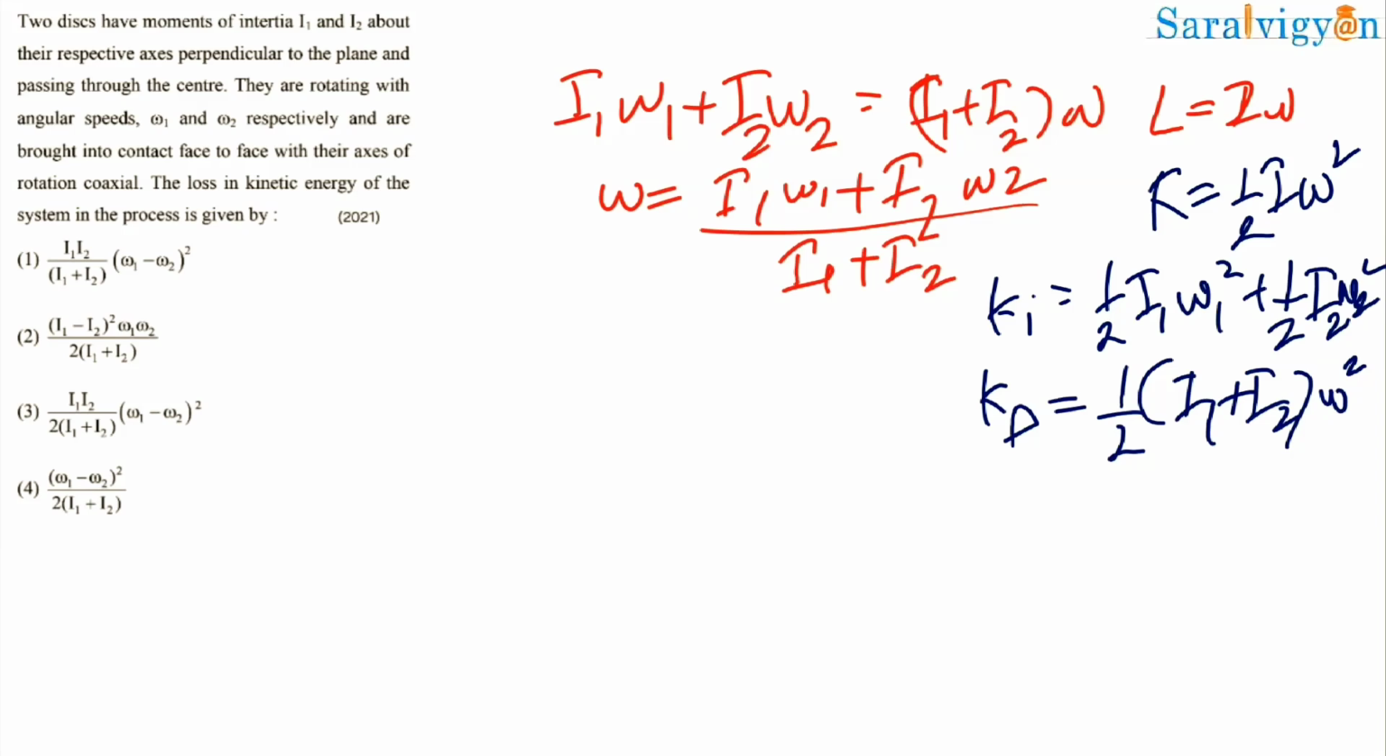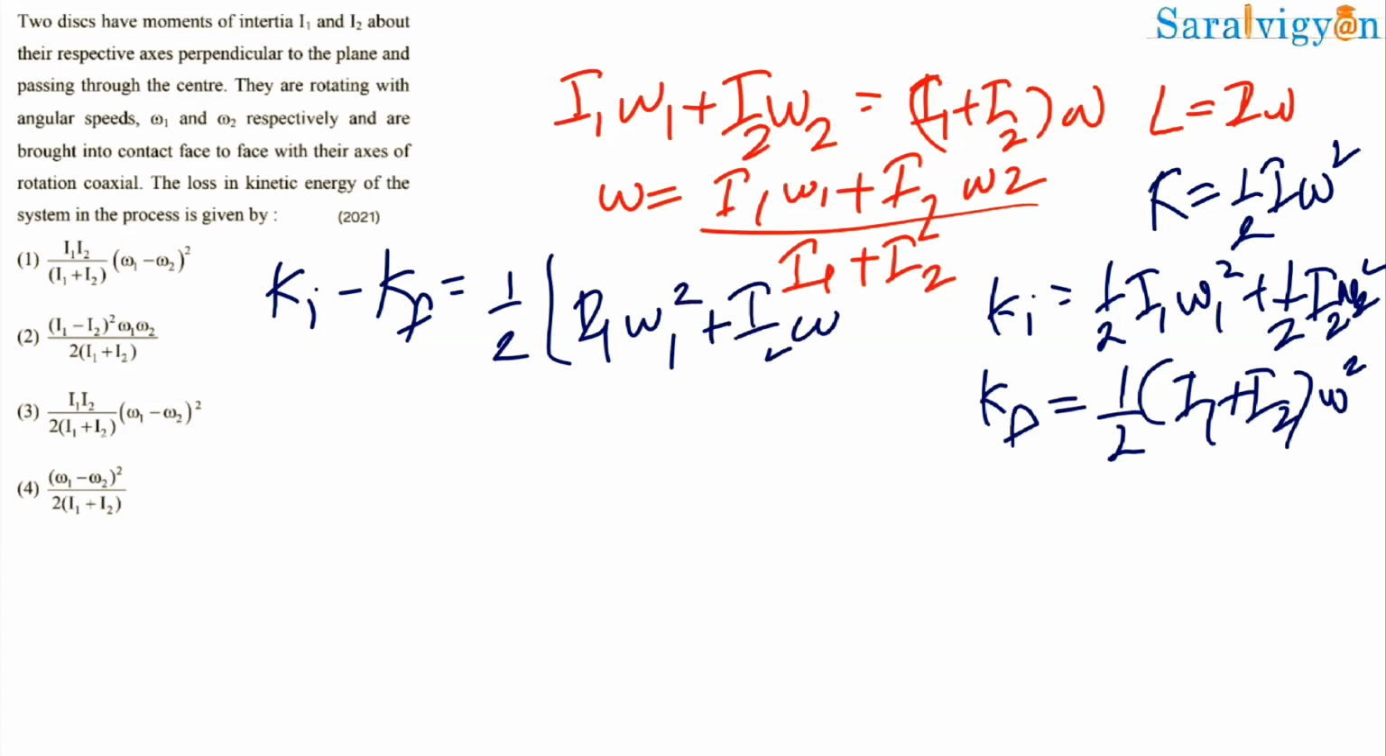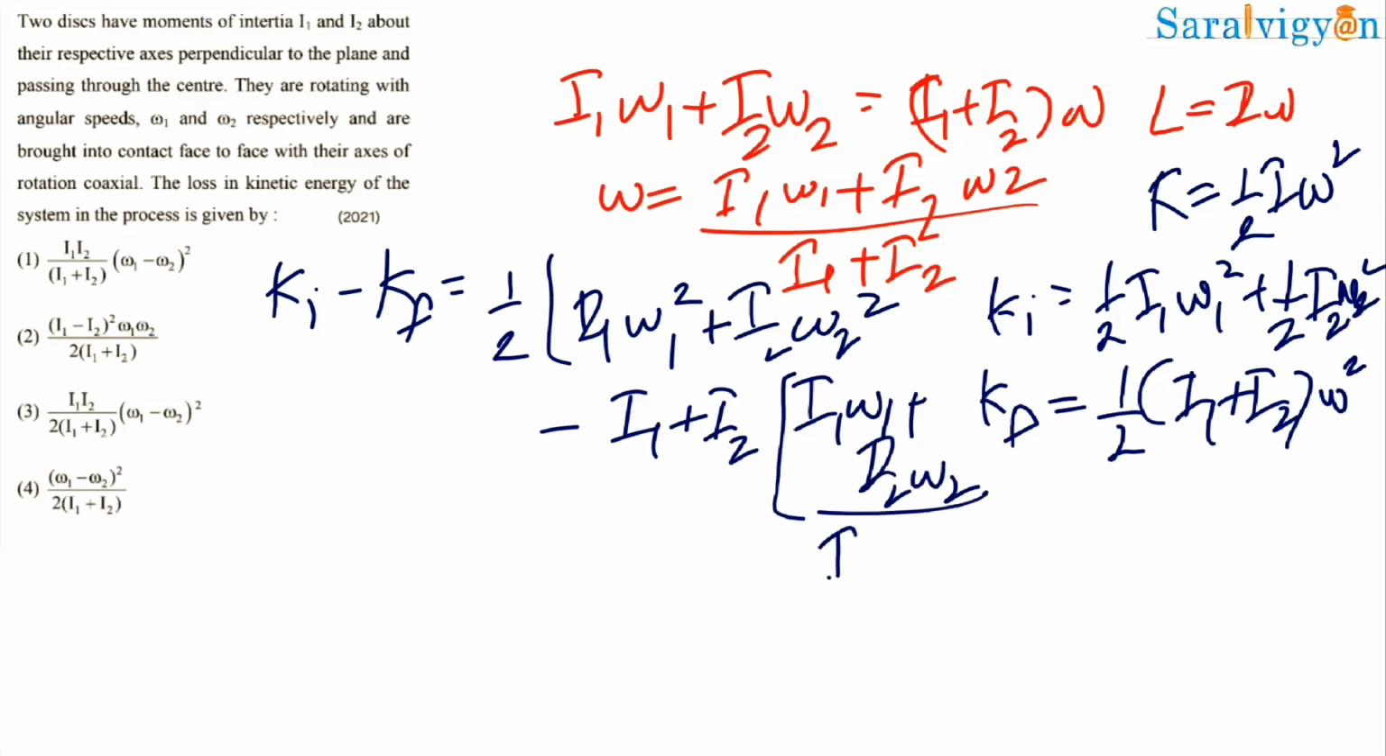We can substitute that for omega, and since we have to find the loss of energy, we can use Ki minus Kf. We'll get it as half into, half is common to all terms, I₁ ω₁ square plus I₂ ω₂ square minus I₁ plus I₂ into omega square. Omega, we have this formula we got, I₁ ω₁ plus I₂ ω₂ by I₁ plus I₂ whole square.